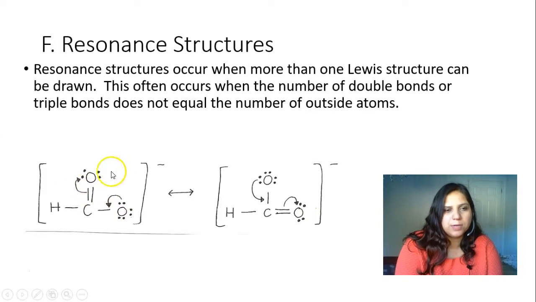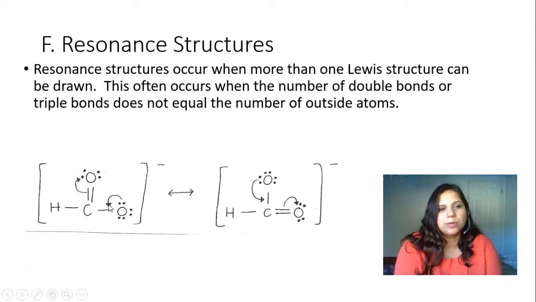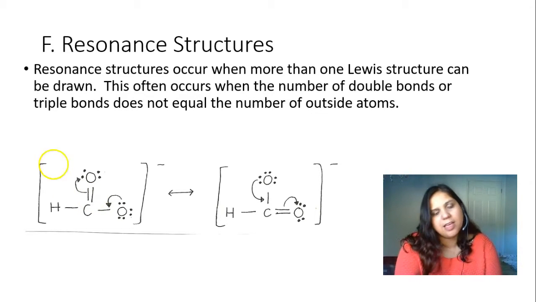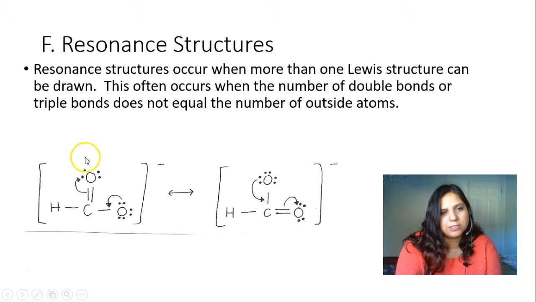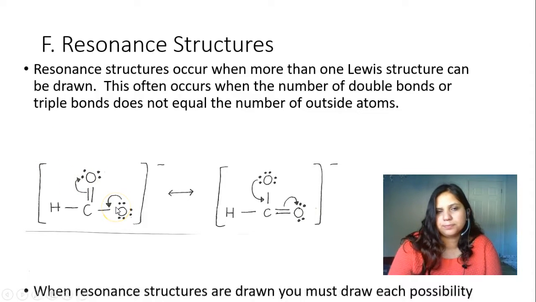So you see this little example here, you see a double bond right here between carbon and oxygen, but not a double bond here. And so what ends up happening is you get this double bond flip-flopping, or resonating is what we call it now, from this oxygen to this one.